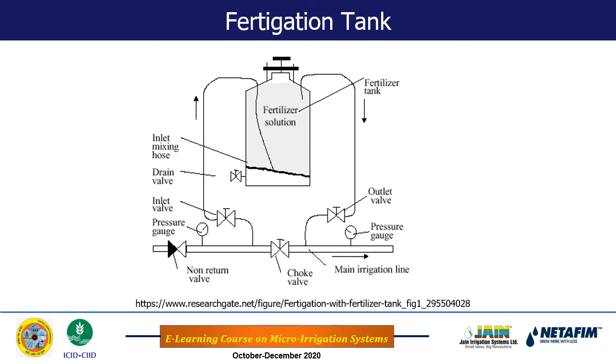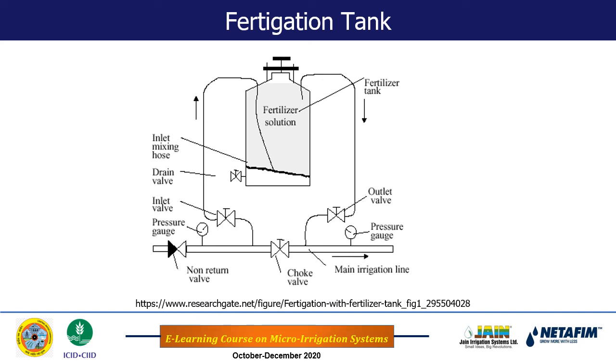It operates by differential pressure created by a partially closed valve placed on the pipeline between the inlet and the outlet of the tank. Part of the flow is diverted to the tank, entering at the bottom. It mixes with the fertilizer solution and the dilution is ejected into the system. The dilution ratio and the rate of injection are not constant. The concentration of the fertilizer is high at the beginning and very low at the end of the operation.